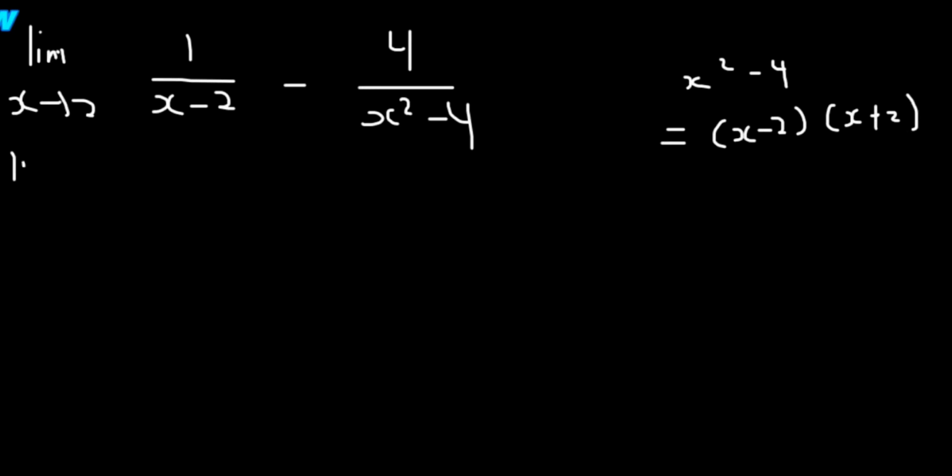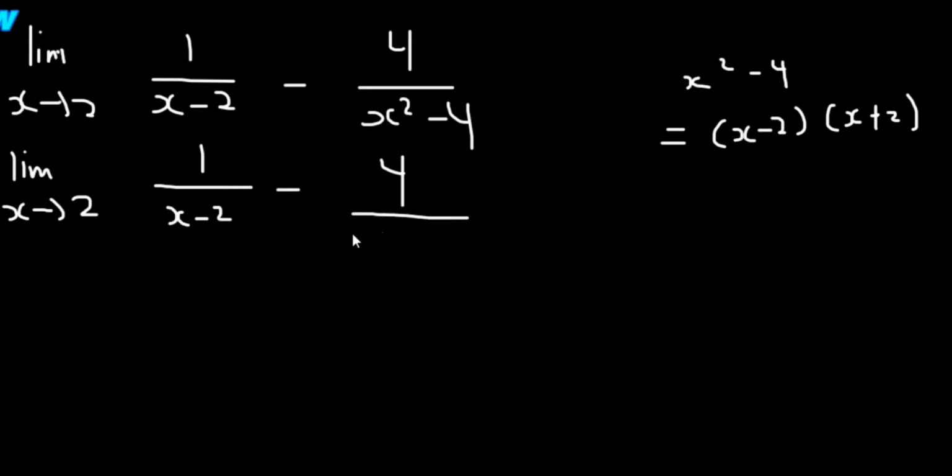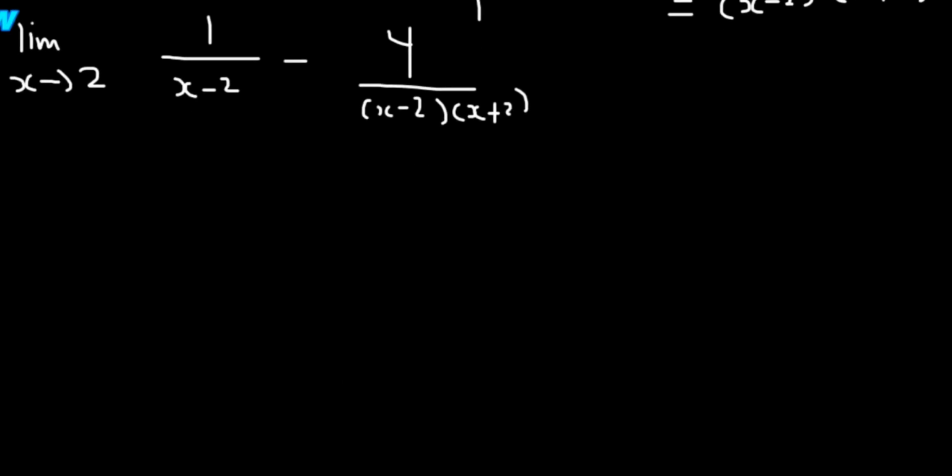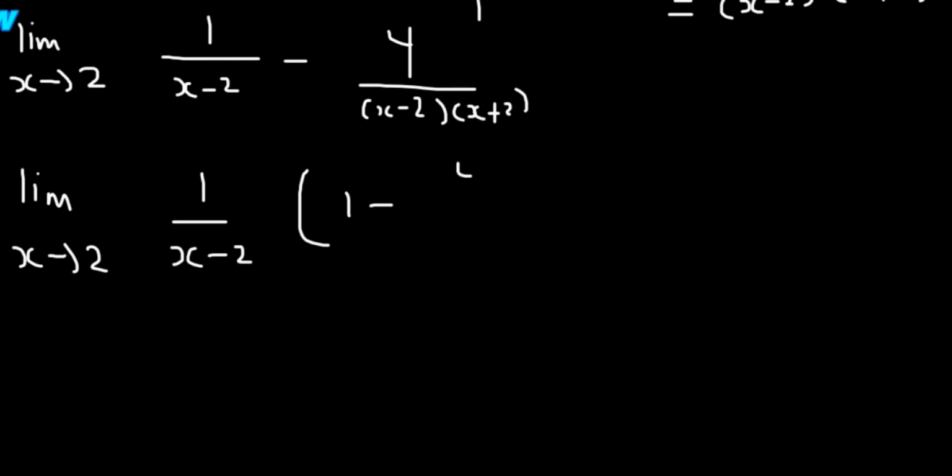So that will be the limit as x approaches 2, which now becomes 1 over x minus 2 minus 4 over x minus 2 and then x plus 2. So now 1 over x minus 2 is common to both sides. So I'm going to factor it out. So I have the limit as x approaches 2 of 1 over x minus 2 into bracket 1 minus 4 over x plus 2.